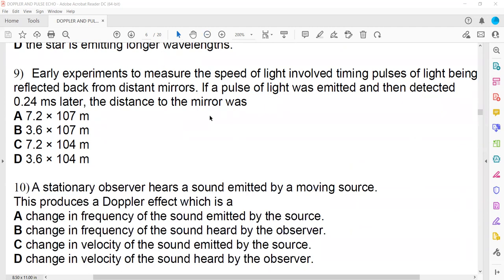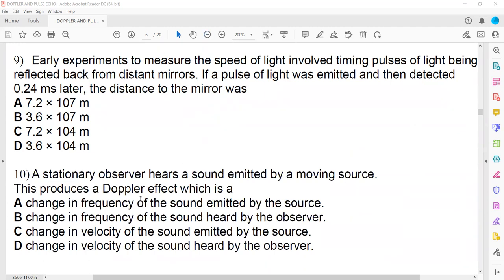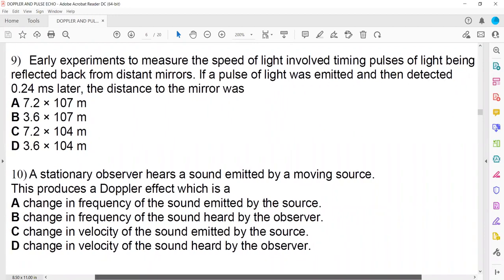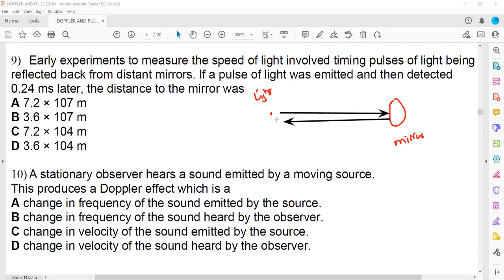The next: early experiments to measure the speed of light involve the timing of a pulse of light being reflected from a distant mirror. If a pulse of light was emitted and then reflected in 0.24 millisecond, what is the distance to the mirror? So there's a mirror and we have a light source. The light is sent, which hits the mirror and bounces back.